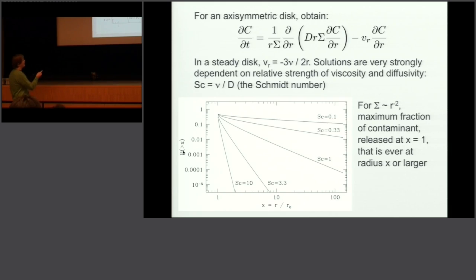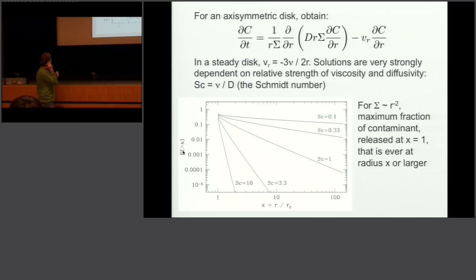So this is very similar to what we had before. And then we have a second term, which involves the radial velocity in the disk and just one derivative of the concentration, which is just reflecting how the concentration of this trace species is advected due to the motion of gas within the disk. Okay.